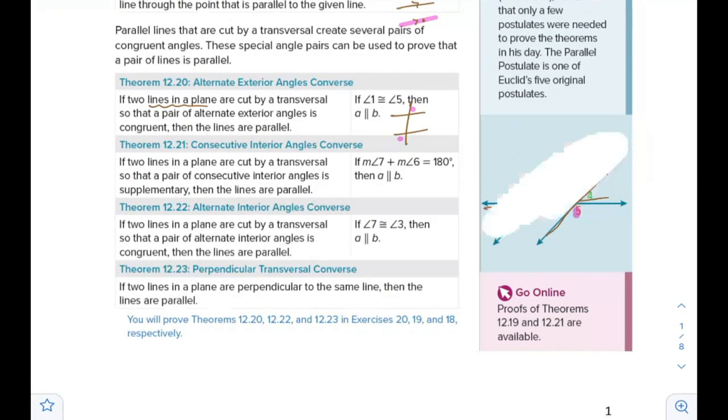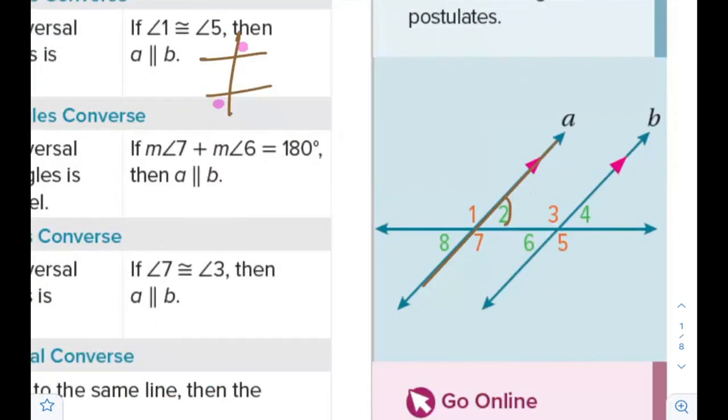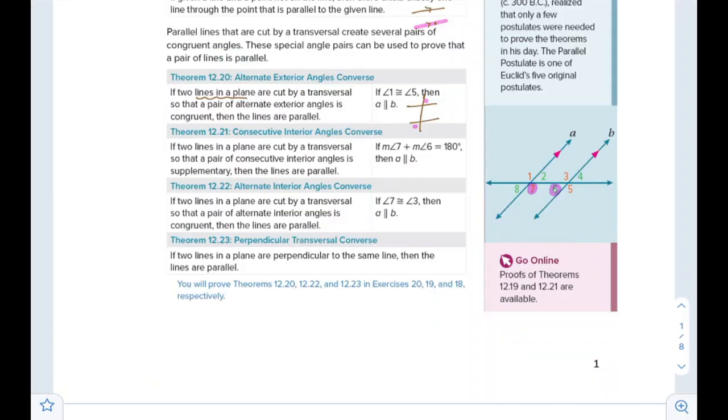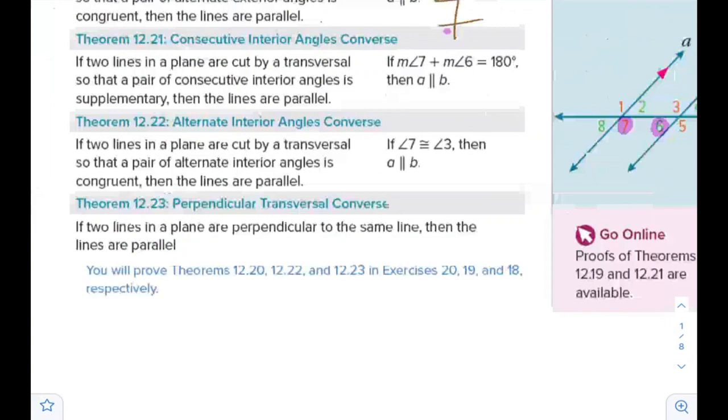Now we will do the opposite. If you know that they are supplementary, that is, if you know that the measure of angle 6 and angle 7 together, their sum is 180, then definitely lines A and B are parallel. Also, if you know that 2 and 3, the sum of them is 180, they're supplementary, then the lines A and B are parallel.